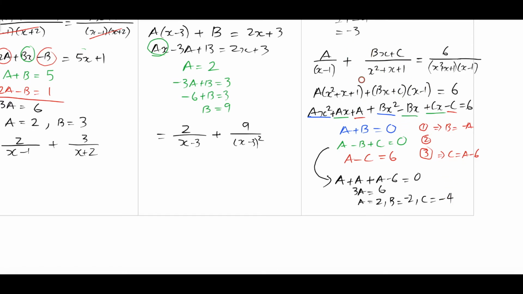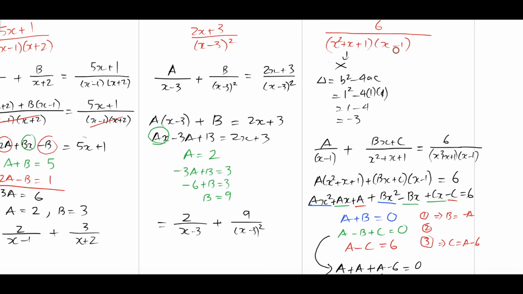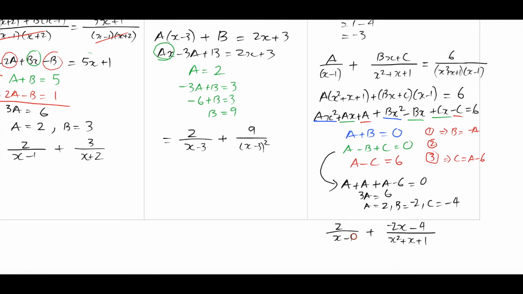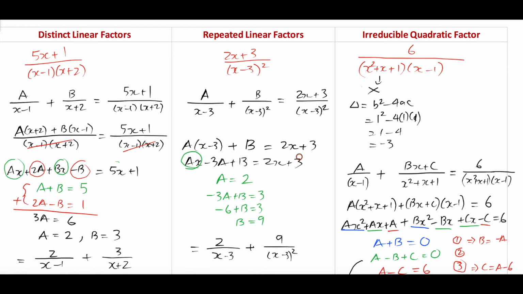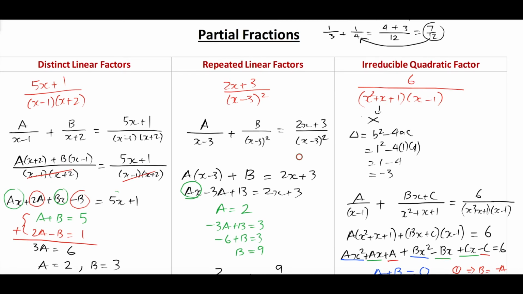If you were to rewrite this partial fraction, it would be a, that is 2, over x minus 1, plus negative 2, that's b, x, make sure you put the x, and then plus c, but c is negative 4, and there we go, minus 2x minus 4 divided by the irreducible factor, and that's how you rewrite this original function right here, okay? So we get this part, and that's how you do all 3. Right, guys, we've just done distinct linear factors, repeated linear factors, and irreducible quadratic factors. This is all part of partial fractions.